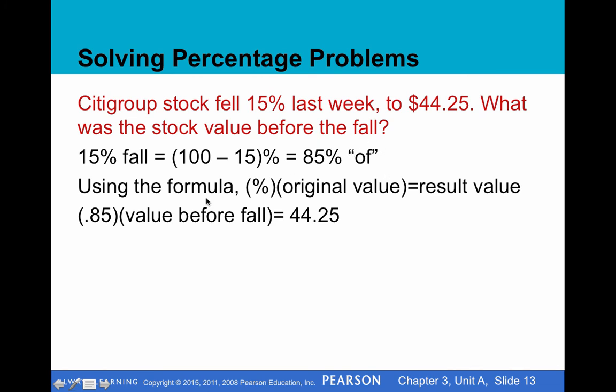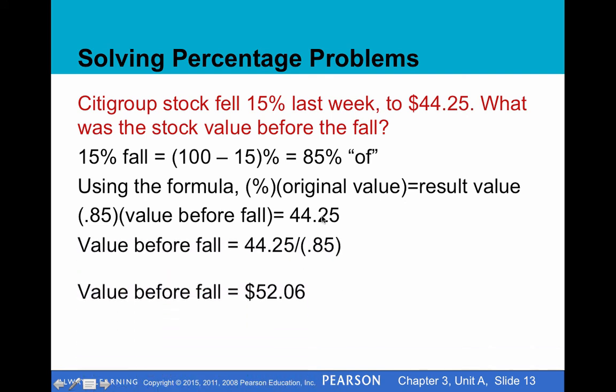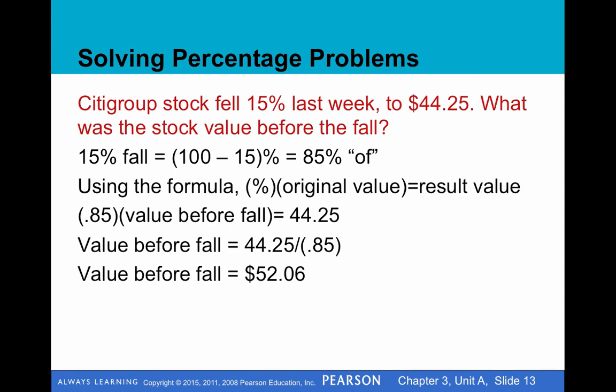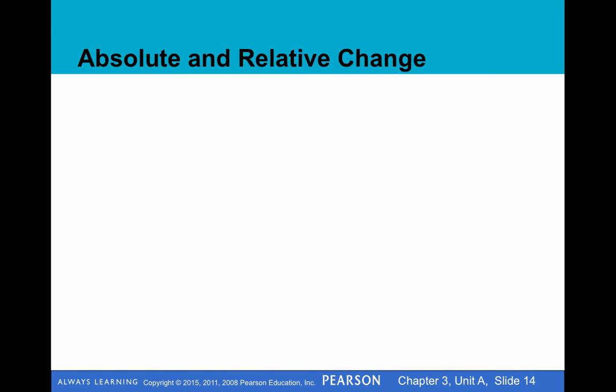Of, keyword. So using the formula. Now, the 44.25, does it go in the original value or the result value? Well, 44.25 is the result of the 85% or the 15% fall. We don't know that value before the fall. So we're 85% of what we used to be to get 44.25. Solve that again, you divide by 0.85, and we get a value before the fall, 52.06.